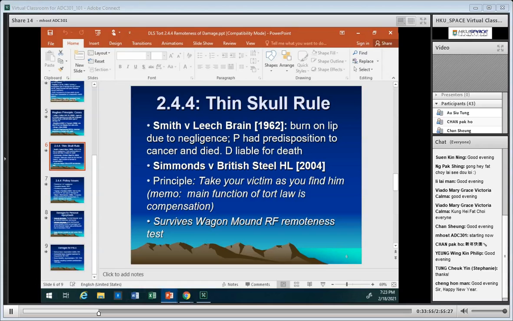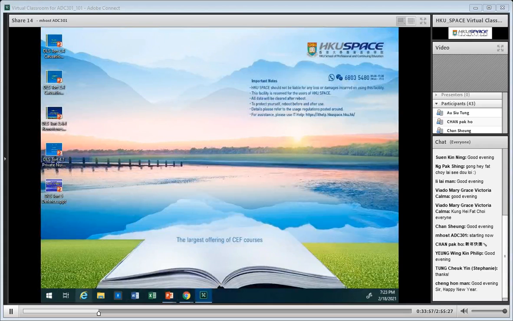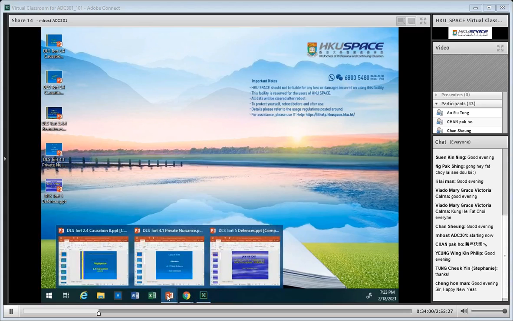Now we'll get on to defences, if I can find them. Where are you? There you are.